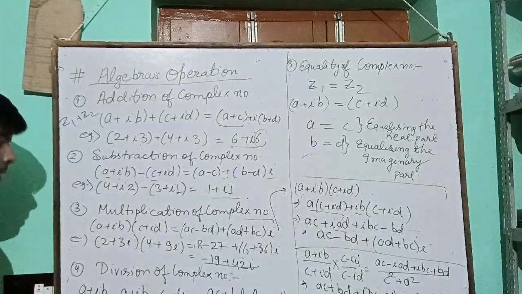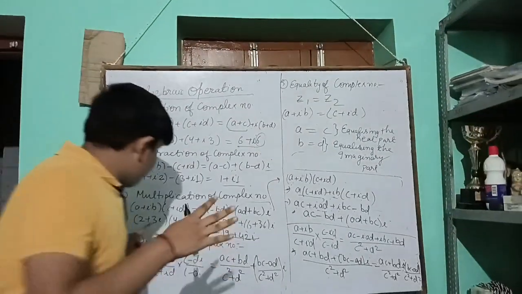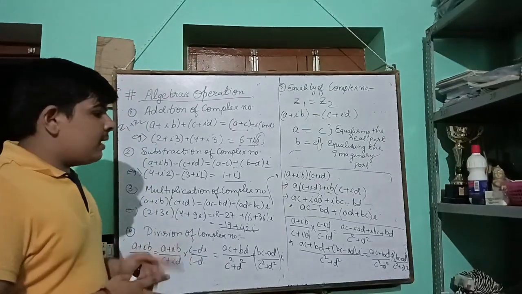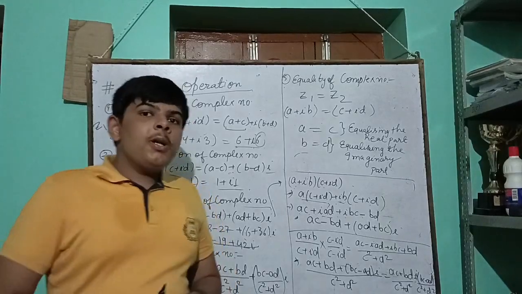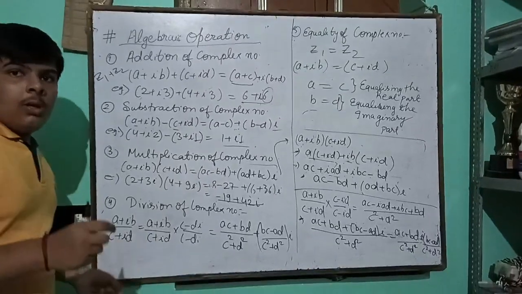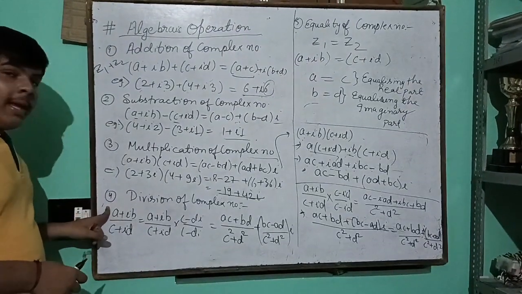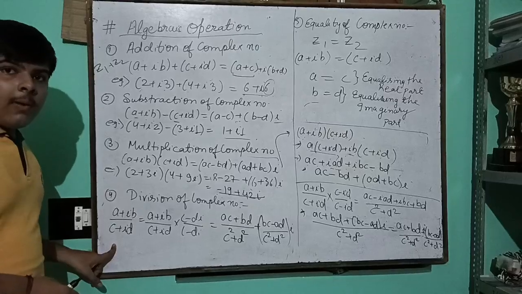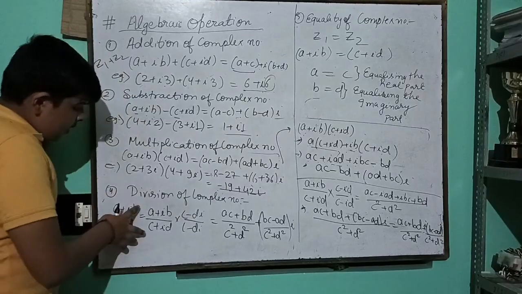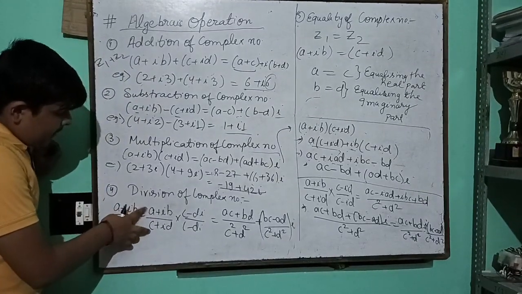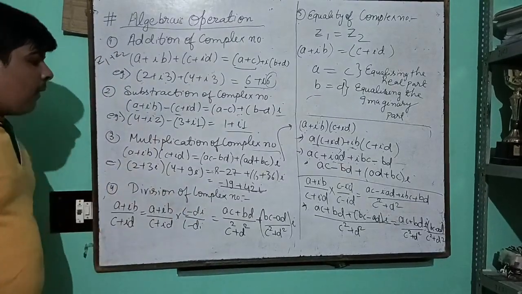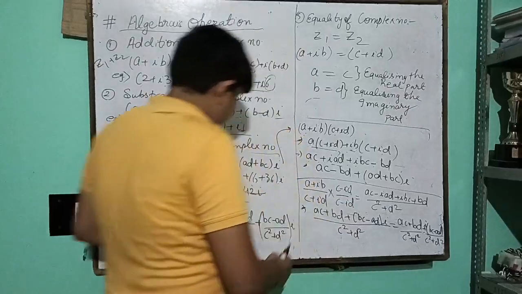After that, the fourth operation is the division of complex numbers. In dividing complex numbers, if the complex number is written as a fraction, the first work for us is to do the rationalization of the denominator. If we rationalize a plus iota b by c plus iota d, we will multiply by c minus iota d by c minus iota d. I have well explained here how this formula comes.